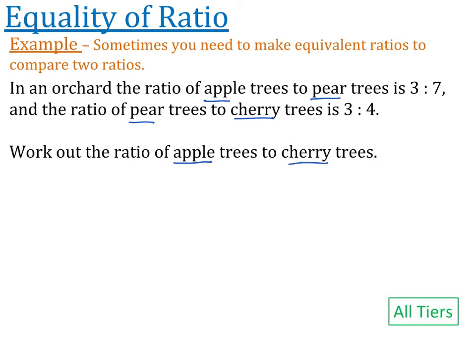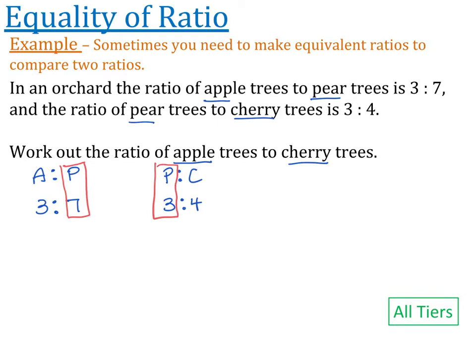So lots of different pieces of fruit here. Let's start writing some of this out. So we've got apple to pear. That is in the ratio 3 to 7. And then we have a totally other ratio, which says pear to cherry is 3 to 4. Now, hopefully you're looking at this and thinking the letter P is in both of those ratios. So we've got this part over here where P is 7, and we also have this part over here where P is 3.